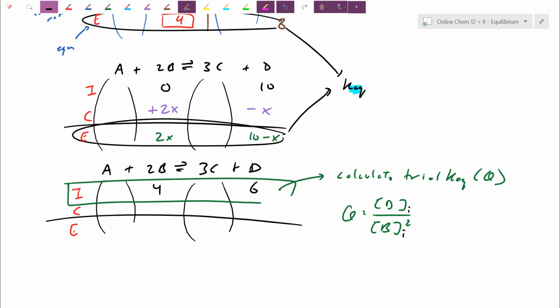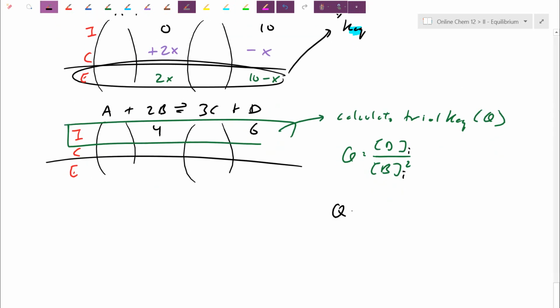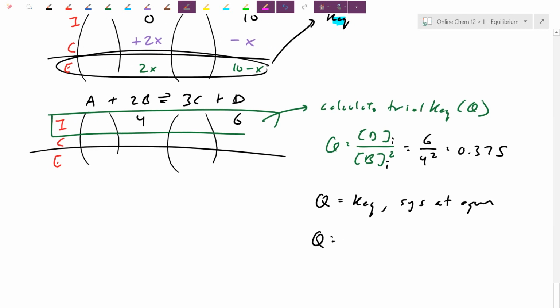And what you're going to have is a couple of situations. If the Q that you calculated, with the random amounts that I put in, is equal to KEQ, we happen to luck out, the system is already at equilibrium. There's no more shifting. What if Q here, let's actually type it in, 6 divided by 4 squared, my number, based on my random numbers here, is 0.375. Let's say I was told the K is supposed to be, at equilibrium, at a temperature where the K is supposed to be 2.